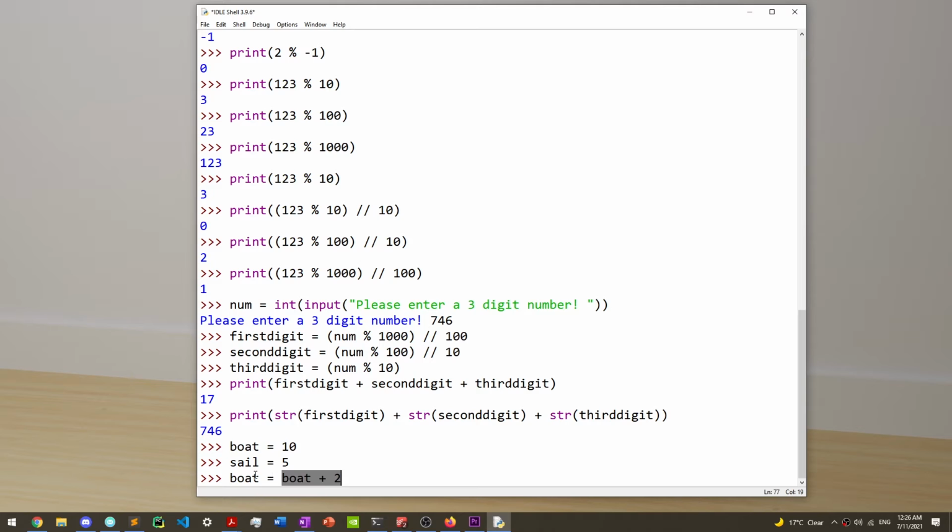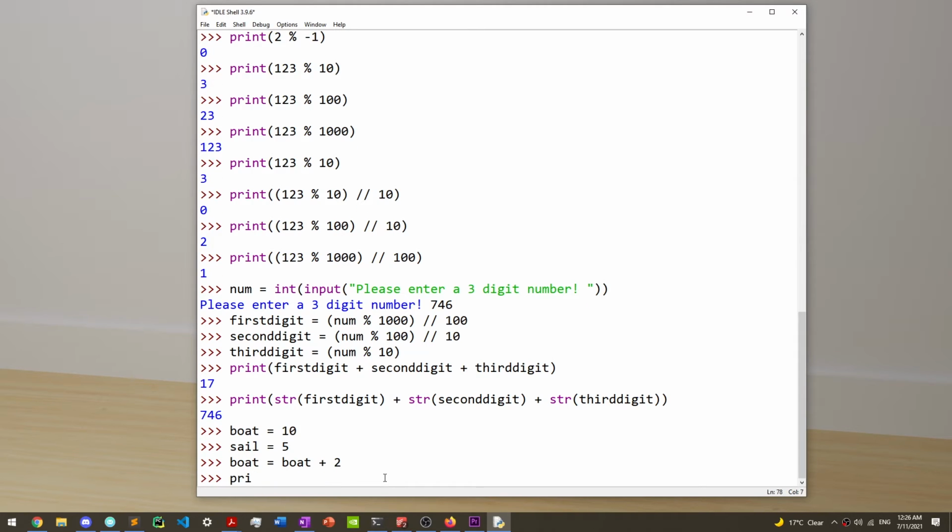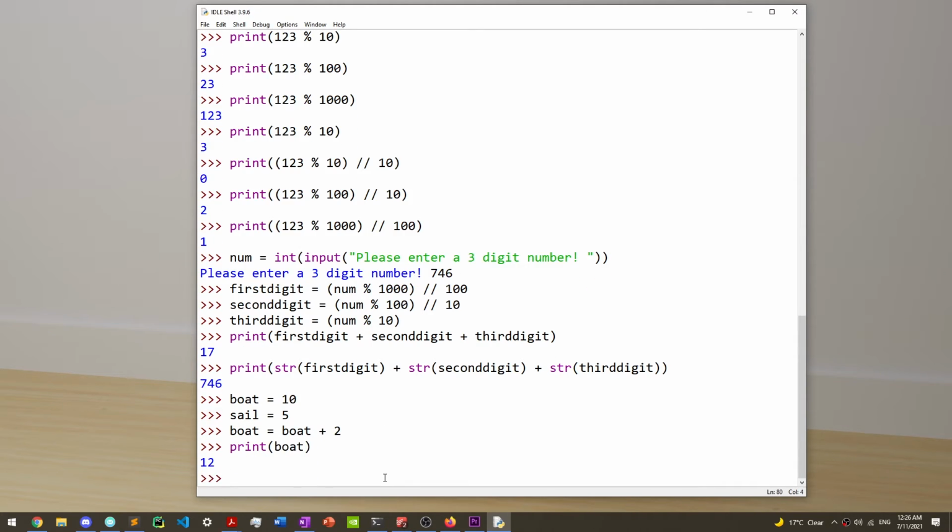And what it's going to do is assign boat the value of the right side. So whenever there's an equal sign, it's always going to evaluate the right side first and then assign it to whatever's on the left side. So in this case, boat is equal to 10, add 2 to it, so 12. And now boat is equal to 12. So if I print out boat, we can see that it's equal to 12.